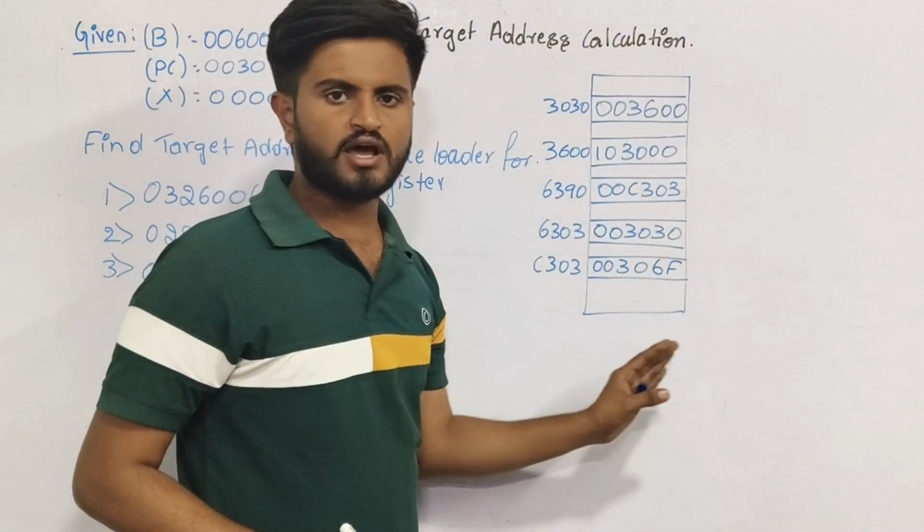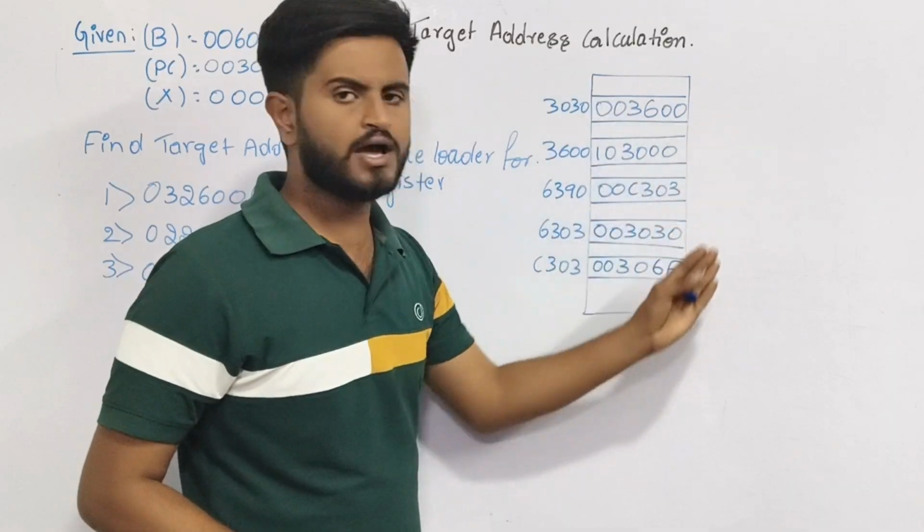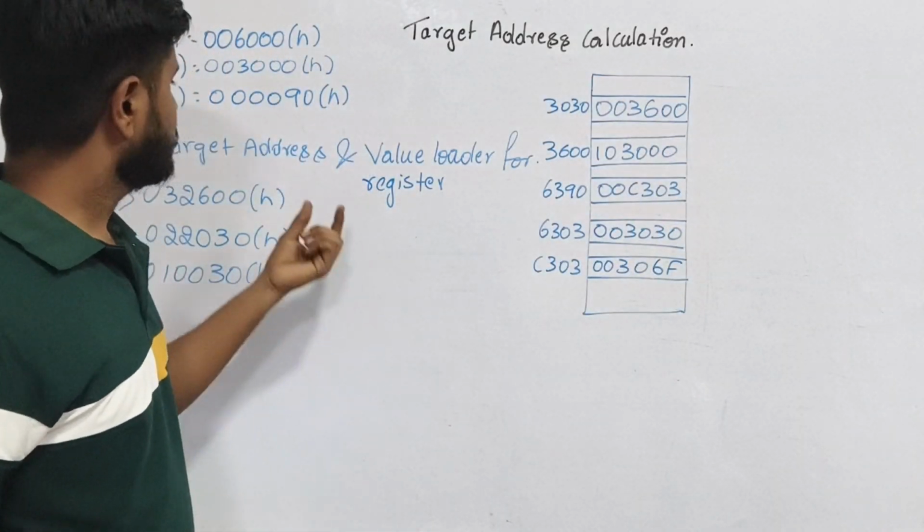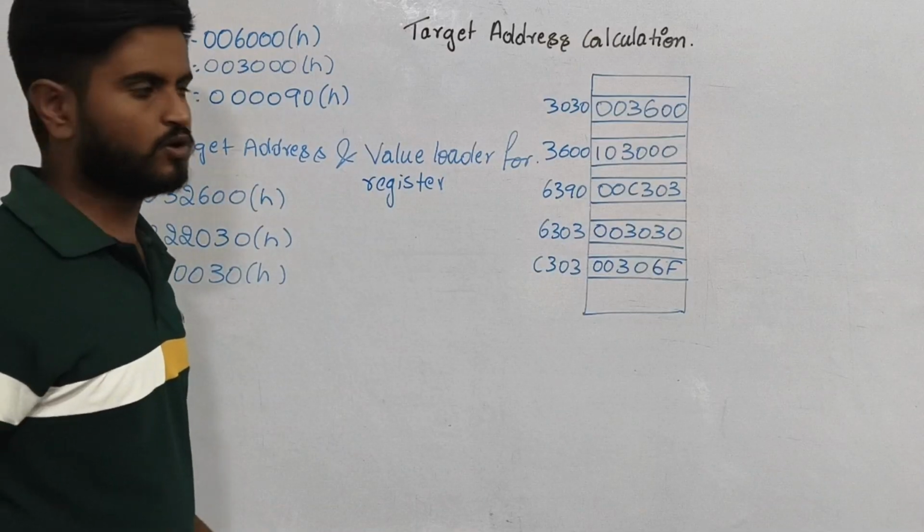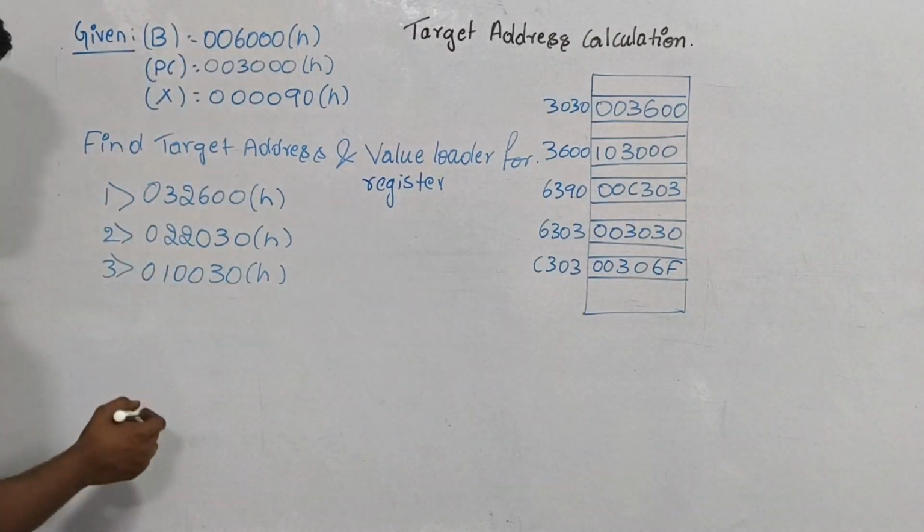Here they will give the addressing map. Using this, let's conclude and write the value loaded to the register. So how to solve the problem?